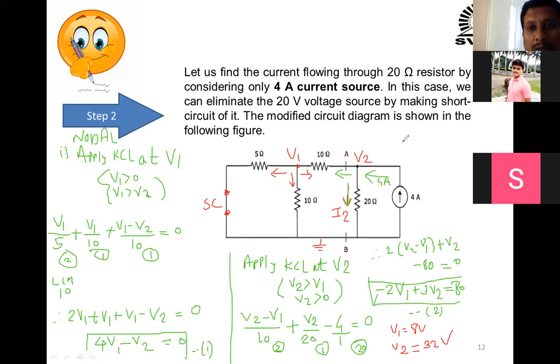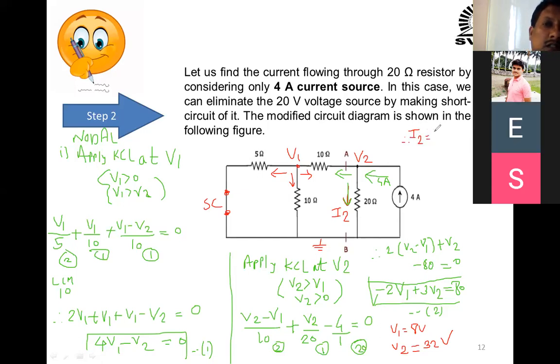So what will be the answer for I2 now? By Ohm's law, you can simply use V2 divided by 20, that is 32 divided by 20. So will it be 1.6? Yes, sir. It is 1.6 ampere.